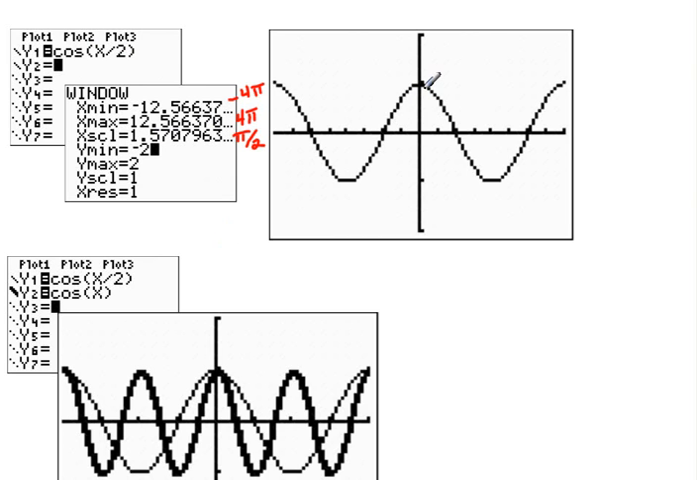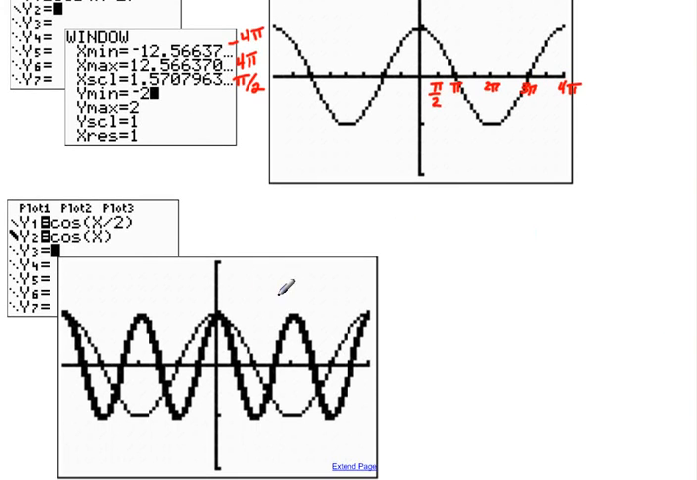So you can see at 0 and at 4 pi and at 2 pi and at pi, right? Because this is 0 pi over 2, 2 pi over 2, which is pi, 3 pi over 2, 4 pi over 2, which is 2 pi, 5 pi over 2, 6 pi over 2 is 3 pi, 7 pi over 2, and then 8 pi over 2, which is 4 pi. Okay?